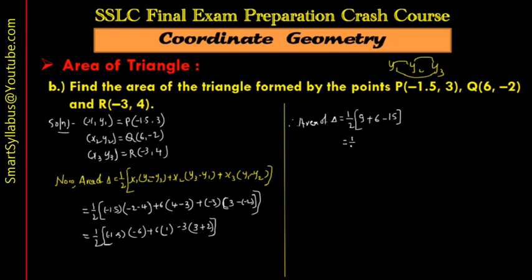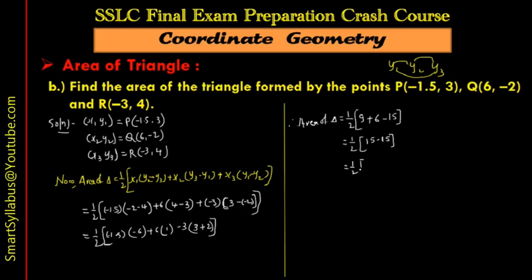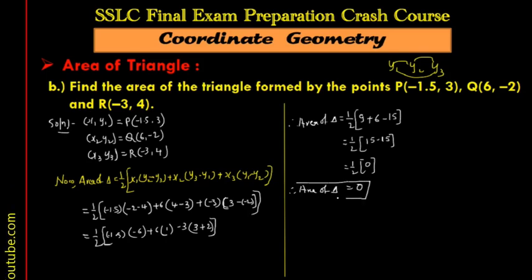That's equal to half, 9 plus 6 is 15, minus 15. That's equal to half, 15 minus 15 is 0. So half into 0 is nothing but 0. It means the area of the triangle is 0. What do you mean by this now? It means what?